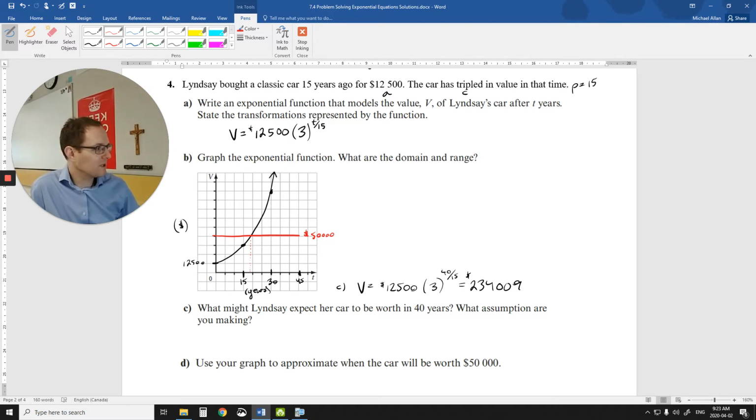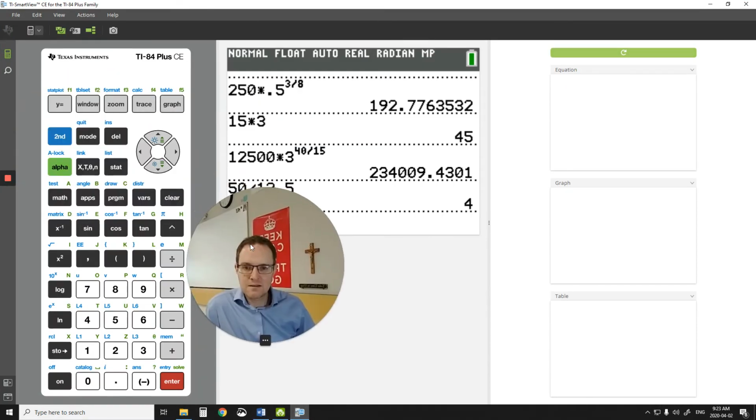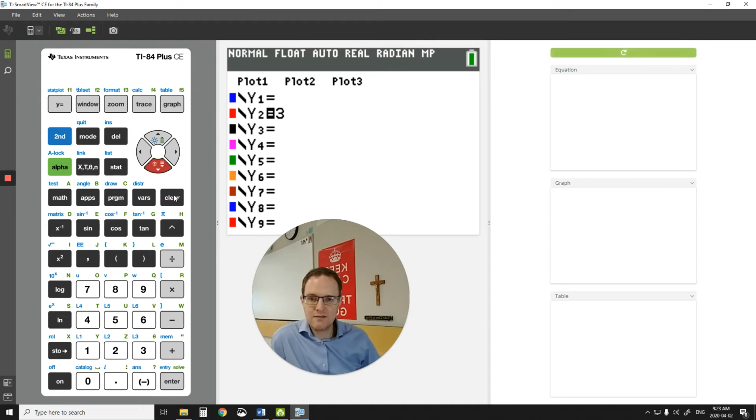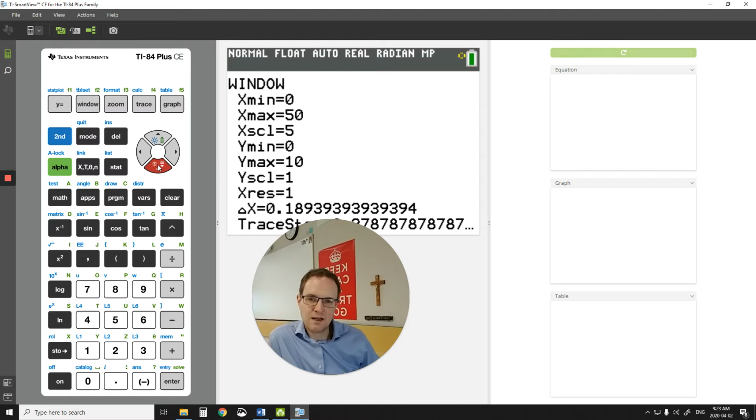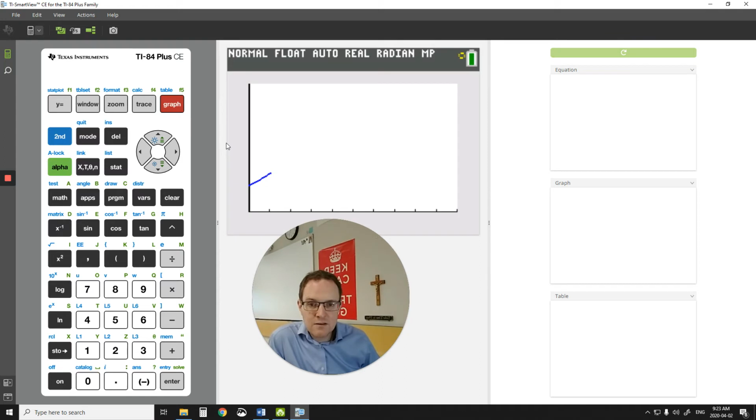So what I'm going to do is plug it into my calculator instead, and let's see what that looks like. Let's clear off what we have. I know I want 50,000 in one of these spots, so let's create that flat line. And then I want 12,500 times 3 to the power of x over 15. Okay. Then we're in my window. Yeah, X max seems pretty good. The Y max, how high the graph goes, has got to be at least 50,000 because that's where my line is, so let's put that at 60,000. There we go. So I want that point right there.